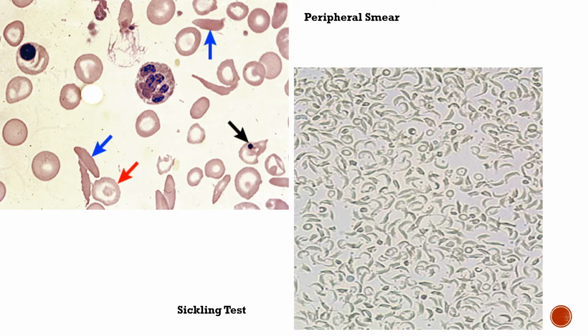What we do in the sickling test is that we take 1 drop of blood and we incubate it with 2% sodium metabisulfite. Now what happens after incubation? There is increased deoxygenation of this hemoglobin leading to sickling formation. So this is the sickle cell test or sickling test. It's best interpreted after 24 hours because we can pick up the trait patients also.